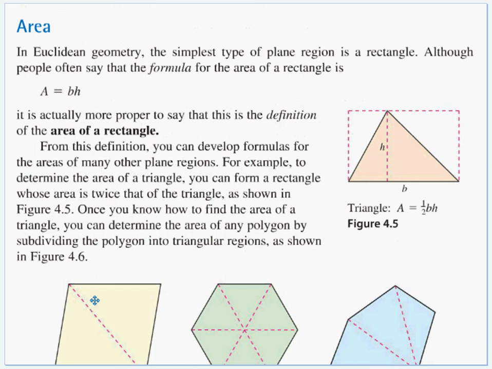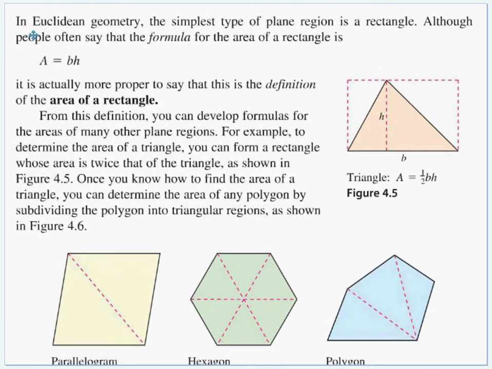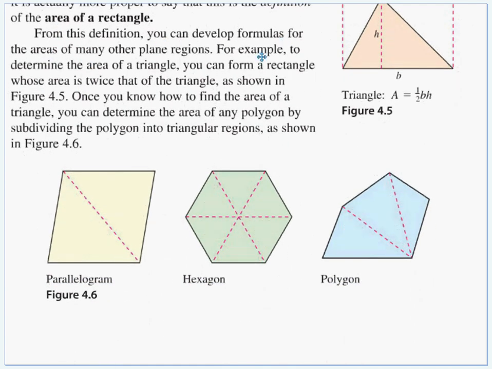Okay, now we start talking area. We're going to need this summation stuff to come up with our areas under curves. But first, let's do a little basic talk about area. In Euclidean geometry, the simplest type of plane region is a rectangle. Although people often say that the formula for the area of a rectangle is base times height, it's actually more proper to say that is the definition of the area of a rectangle. From this definition, we can develop formulas for the area of many other plane regions.